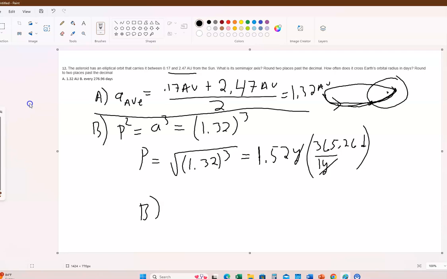Every 276.96 days. So that happens right here, and that happens right here. So every 276.96 days, it crosses the Earth's orbit. All right, so that is problem number 12.